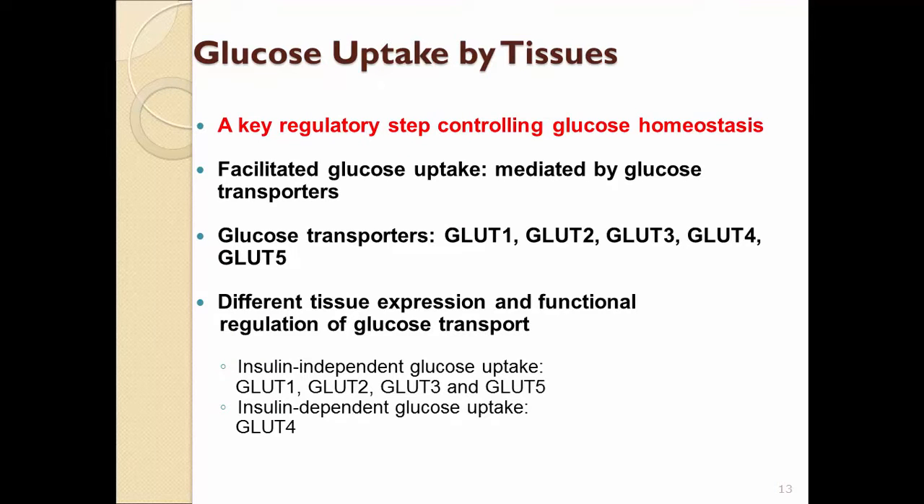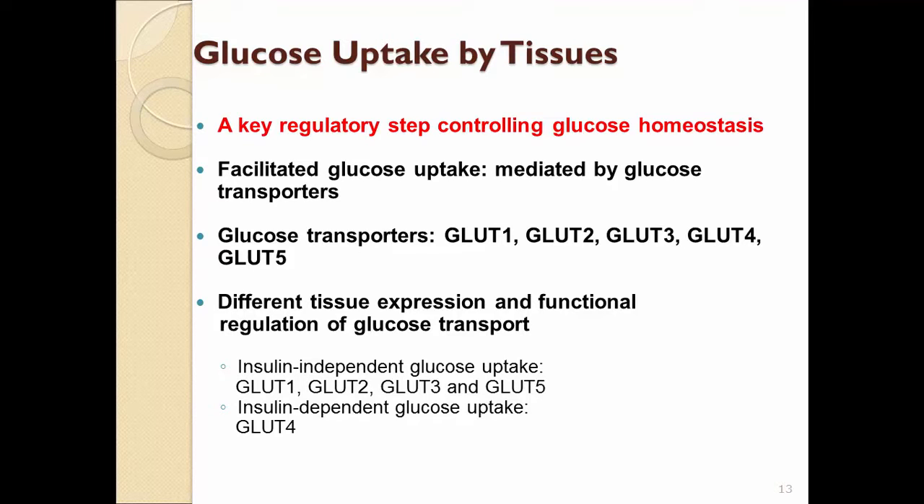Okay, now let's talk about glucose uptake by tissues. We already mentioned it a little bit, right? It is the key regulated step controlling glucose homeostasis. During the fed condition, we eat, and we push a lot of glucose to be taken up by tissues, so that it can reduce the blood glucose level. And so glucose transporter activity is very key to maintaining blood glucose level, right?